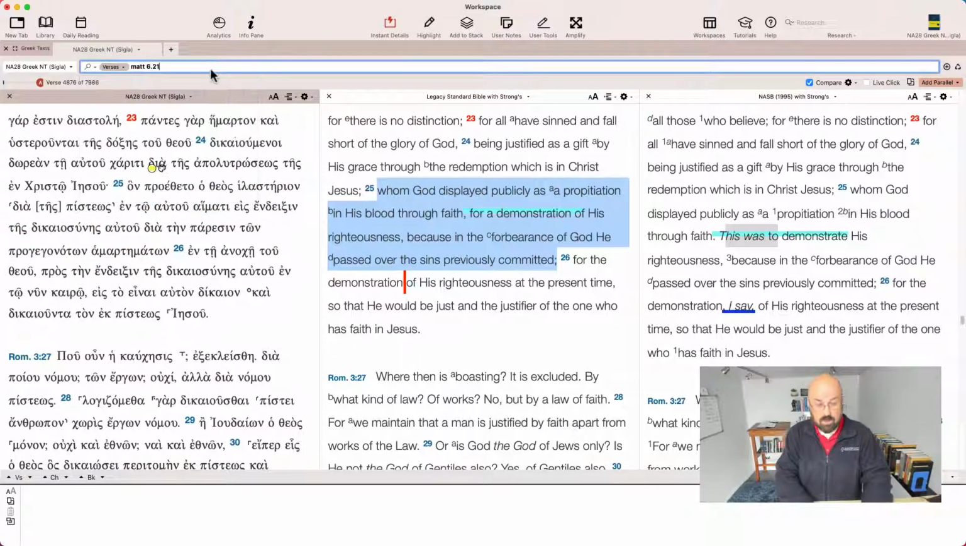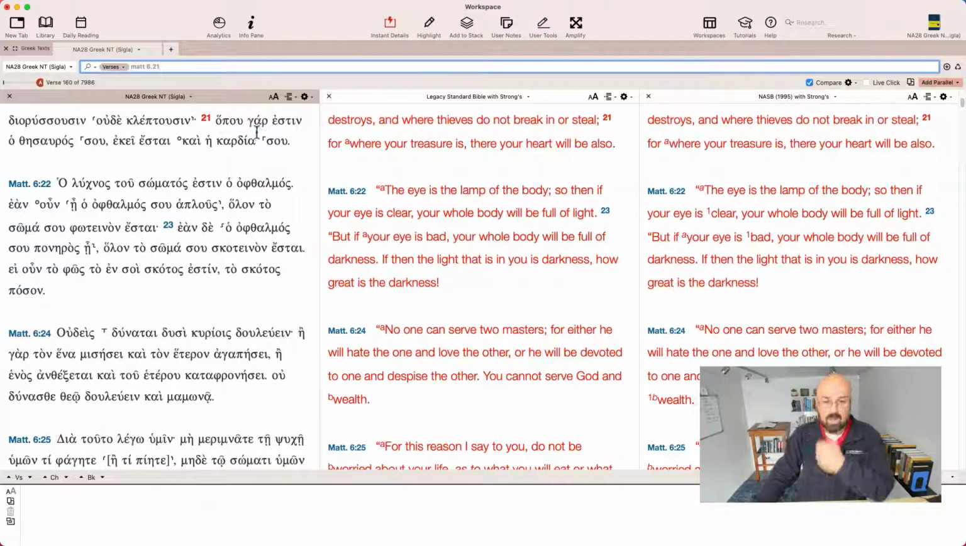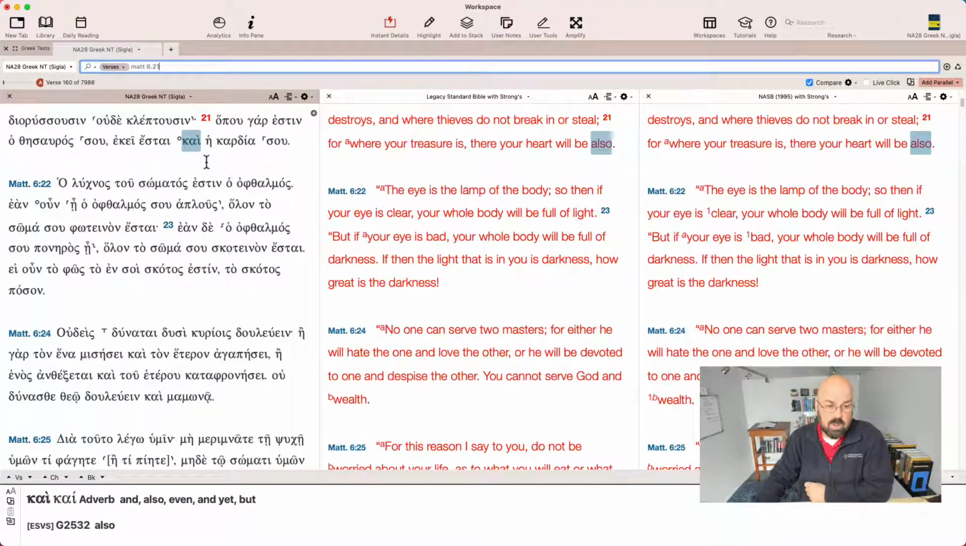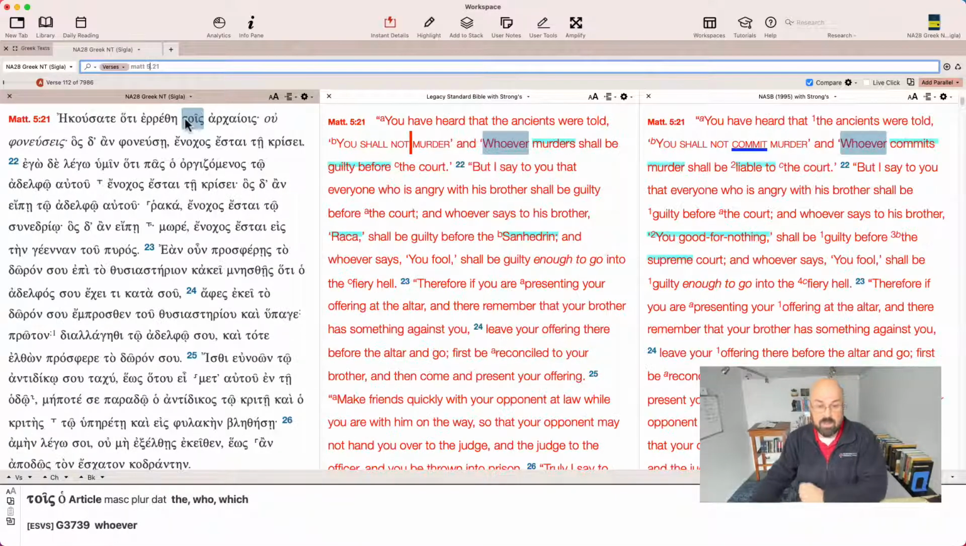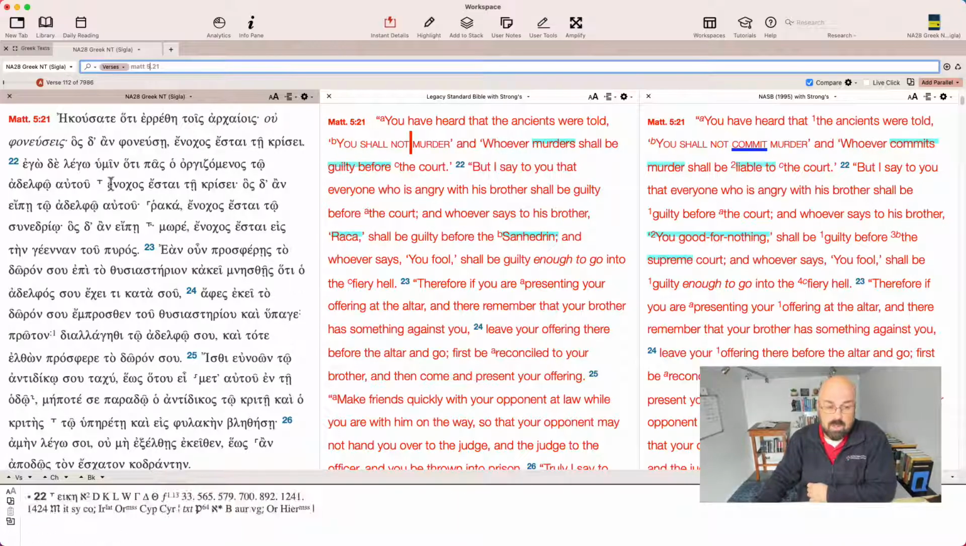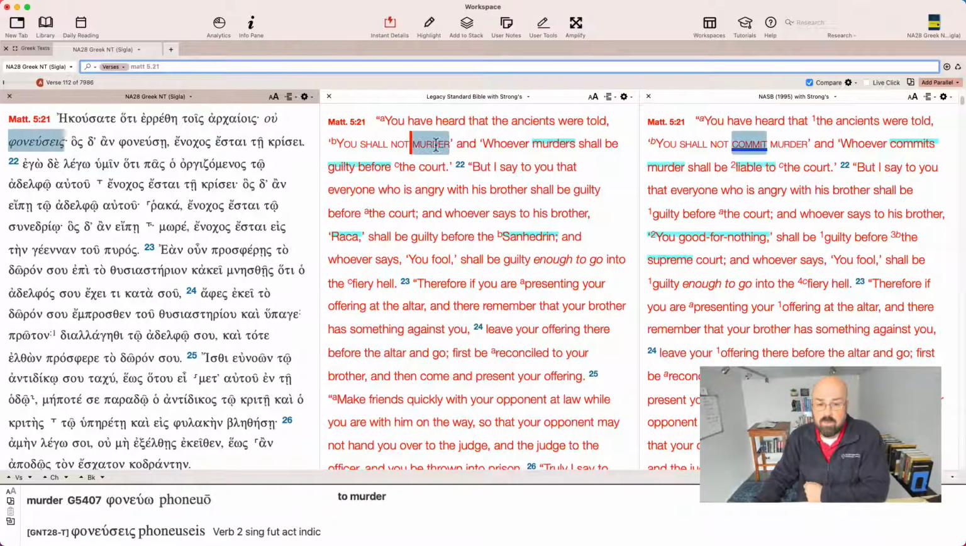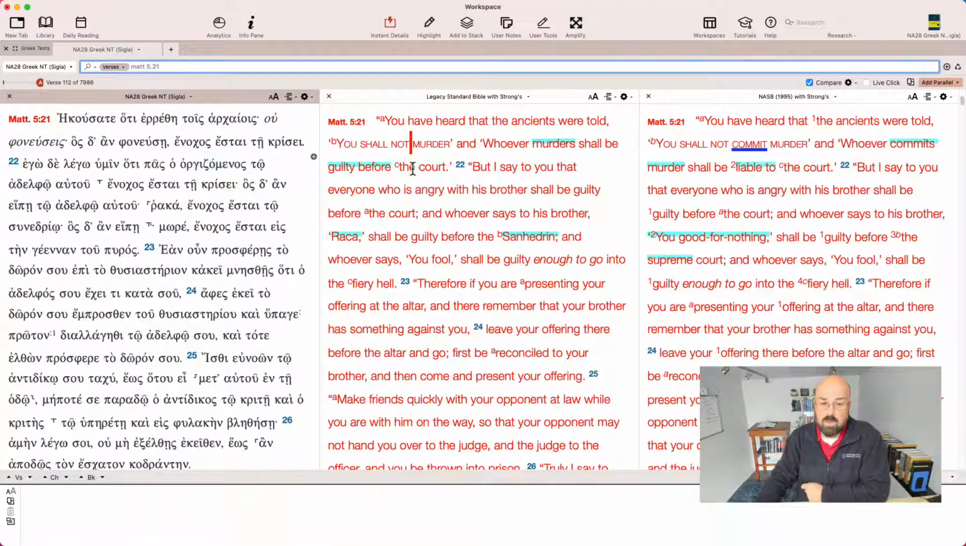Matthew chapter 6, verse 21. We see this in Matthew chapter 6, verse 21 and 22. I think I got that wrong. That should be chapter 5, I think it is. There it is. Yeah, this is what I wanted. So chapter 5, and so we've got here, "whoever murders will be guilty before the court."